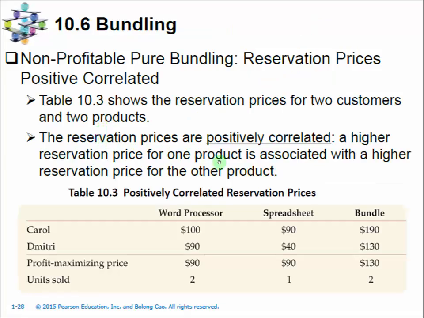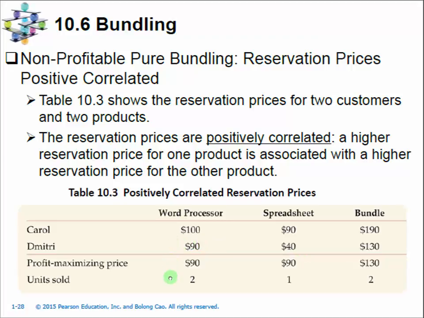In a different situation, when the reservation prices of customers are positively correlated, we have to say that pure bundling does not work. It cannot help to increase producer surplus or increase the profit. Let's look at this example. Carol, or C, has a $100 reservation price on the word processor, and the reservation price on the spreadsheet for Carol is $90. Dimitri has a $90 reservation price on the word processor and a $40 reservation price on the spreadsheet.